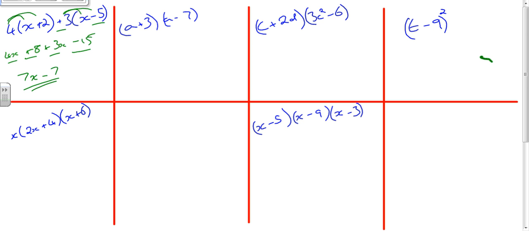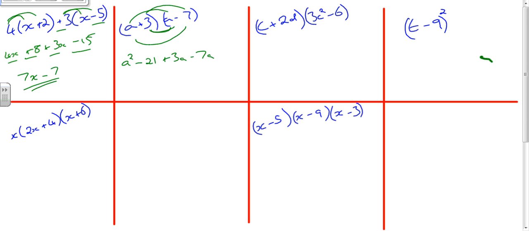Okay, next one's very, very common. You've got 2 brackets next to each other, so I tend to use the smiley face method. So I'll do the left eyebrow, the right eyebrow, the nose, and the mouth. The left eyebrow is a times a, which is a squared. The right eyebrow is 3 times minus 7, which is minus 21. Then we've got the nose, which is 3 times a, so that's going to be plus 3a. And you've got a times minus 7, which is minus 7a.